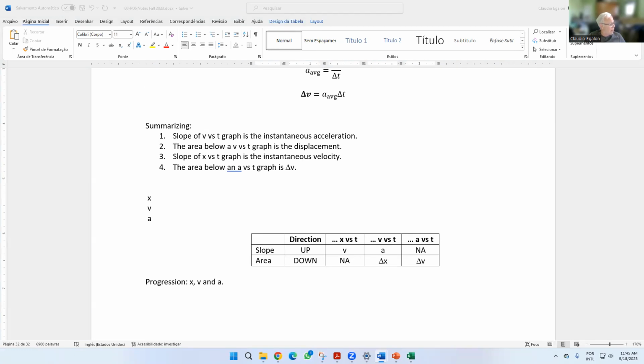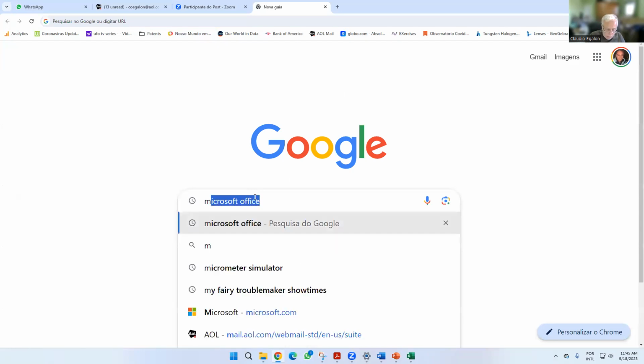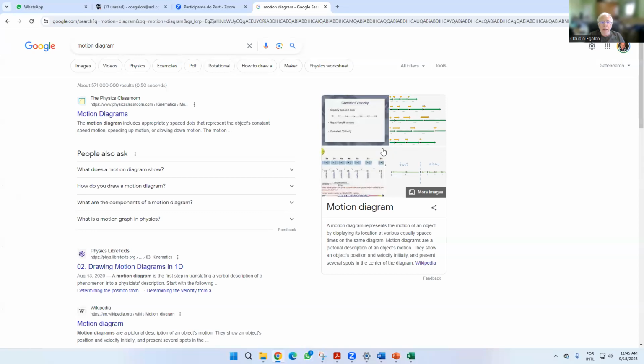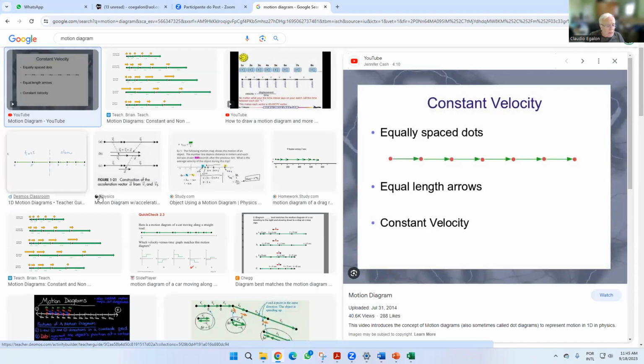I'm going to show you some motion diagrams as well. We can do motion diagrams. Motion diagrams are a way to represent a type of motion. Let me show you motion diagrams now. We can do a motion diagram in Excel, or you can go on the internet. Let's see if they have a good motion diagram here. Oh yeah, they do. Here is one motion diagram.